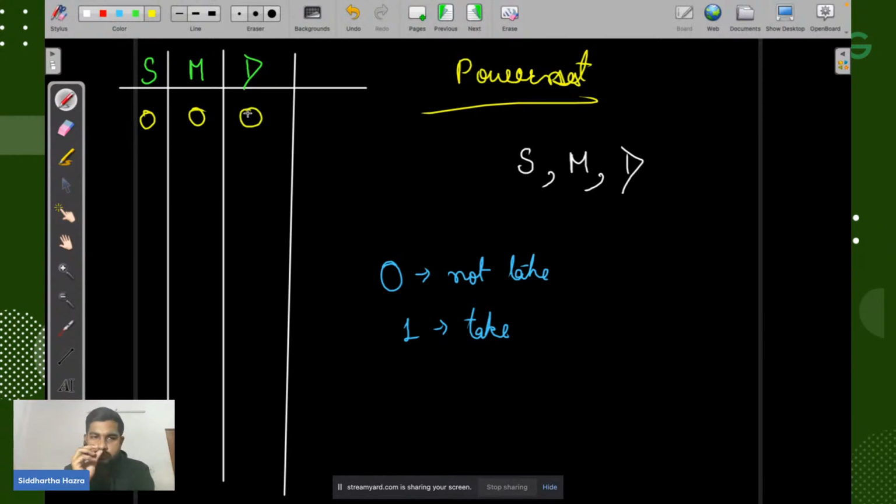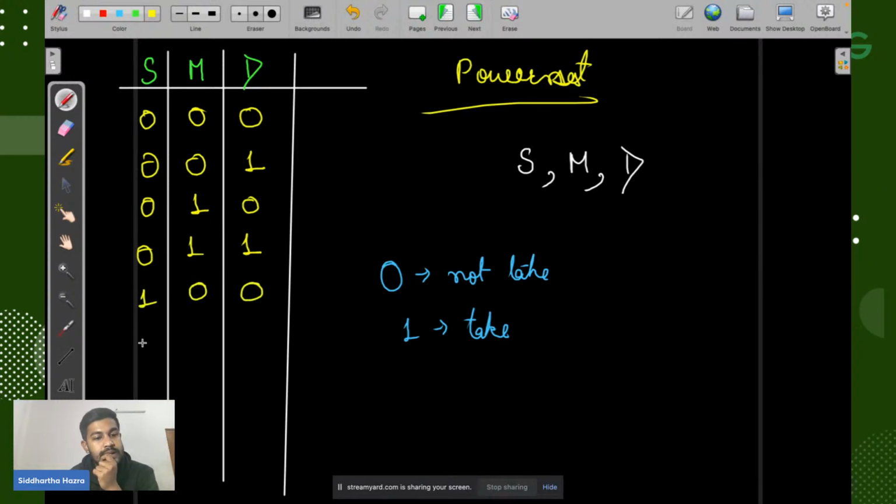Initially, the first combination would be I won't take any one of them. The next combination would be I would take Deepak. The next, I would take Manish. The next, I would take these two. The next, I would take all this. The next, I would take Siddharth and Deepak. The next combination would be like this. The next would be taking each one of them. So these are the possible combinations.